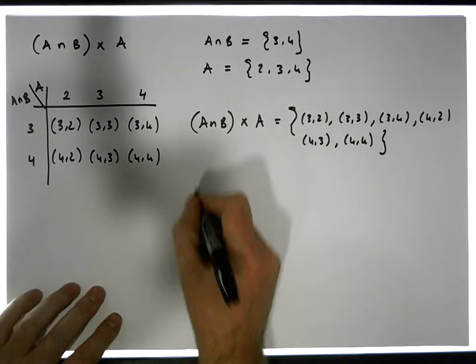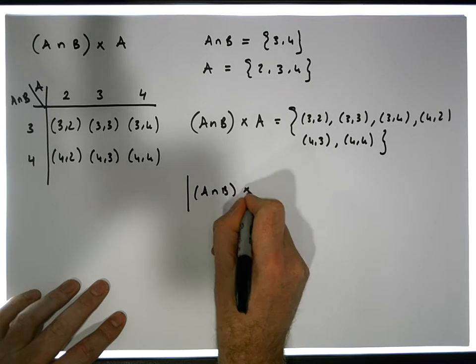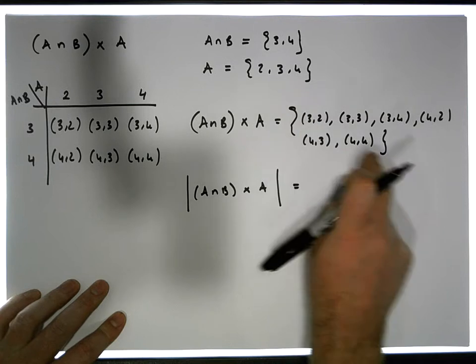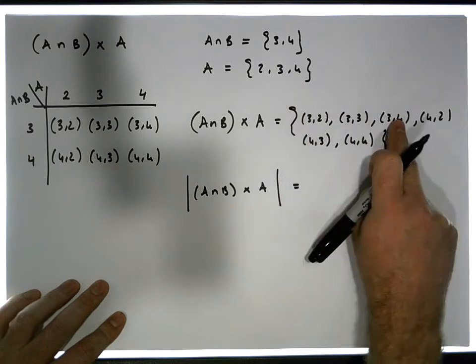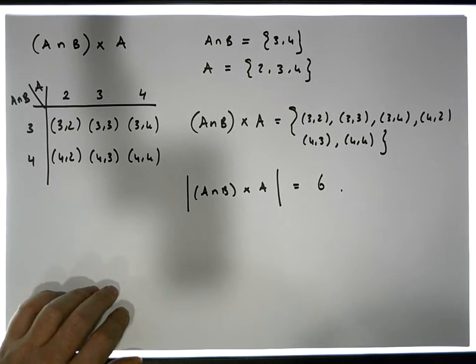Okay, actually let's write that down. The cardinality of A intersection with B cross A is equal to how many elements there are in its collection or within the set: 1, 2, 3, 4, 5, 6. It's equal to 6. Okay, let's do something else.